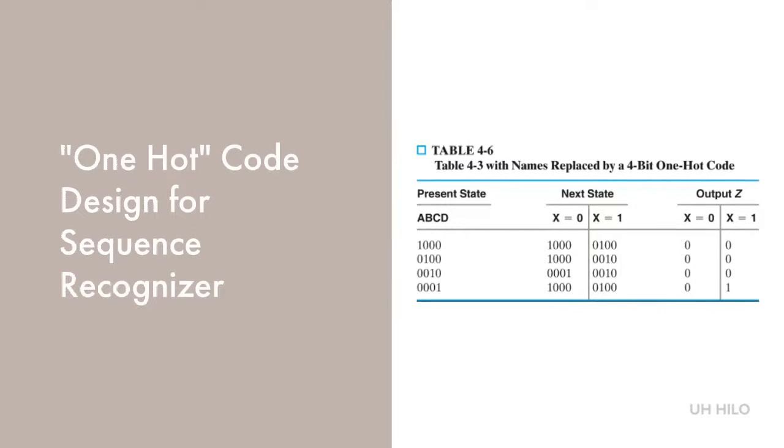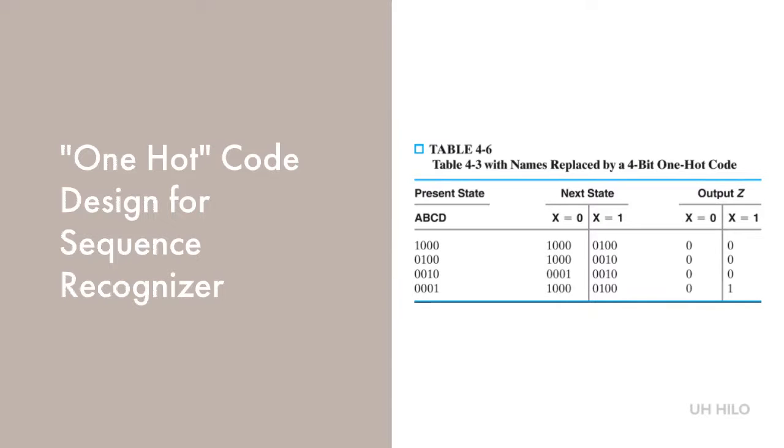For the one-hot code design, we need 4 flip-flops. Again, we'll be going with D flip-flops. Now we need to derive the flip-flop input equations from the state table. Although state codes listed have values for the 4 variables, recall that when the equations from one-hot code are written, only the variable with value 1 is included.